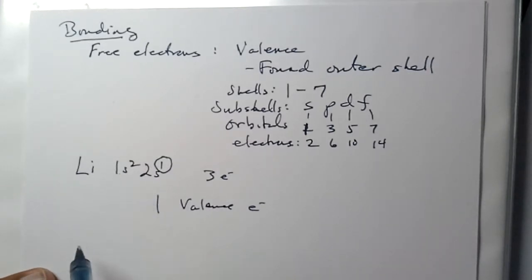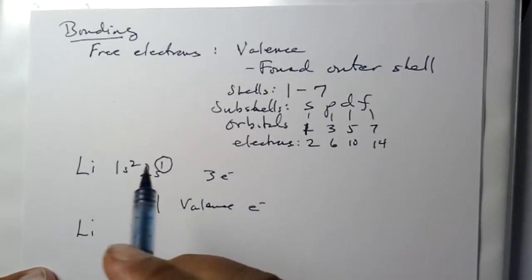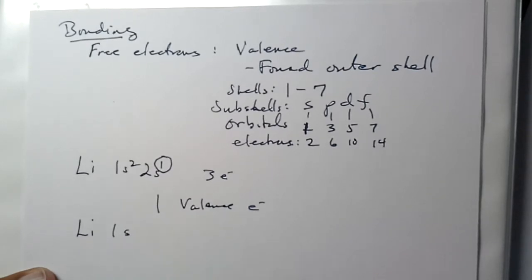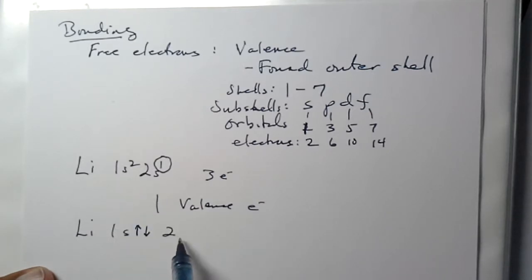We can also represent the spin of those electrons by using the arrow notation. When an orbital is full, electrons spin in opposite directions. 2 in the s, but in the s orbital on the second shell there's only 1. And we indicate that with a single arrow.